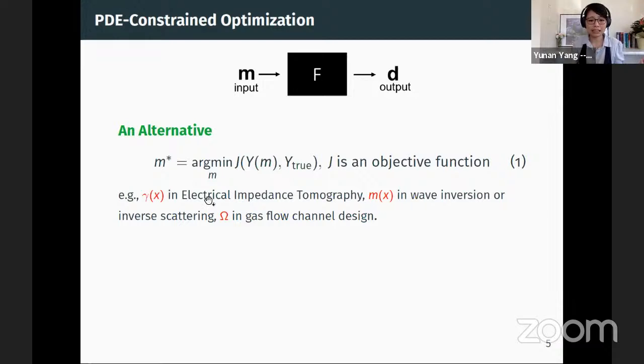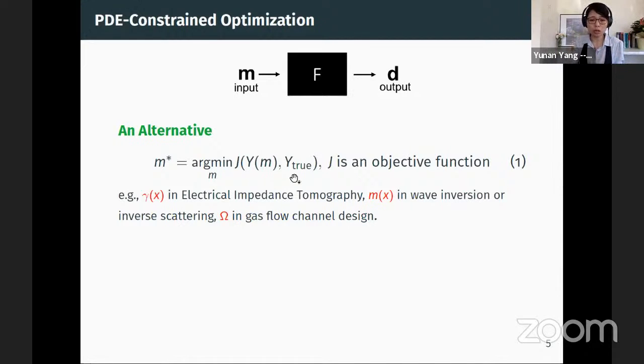M in EIT will be conductivity, in wave inversion it is velocity, and in shape optimization it will be the boundary. So in different problems, M will be different. But in the end, we formulate it as a process of data fitting: fit the observed data with our synthetic data. Although the objective function is data fitting, our ultimate goal is to reconstruct the correct velocity.